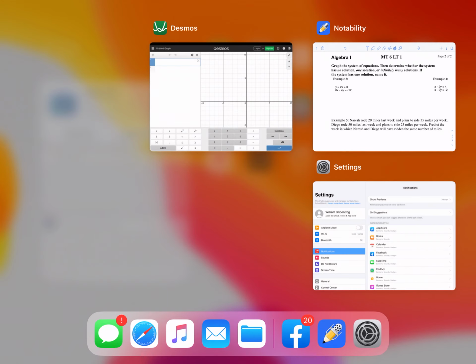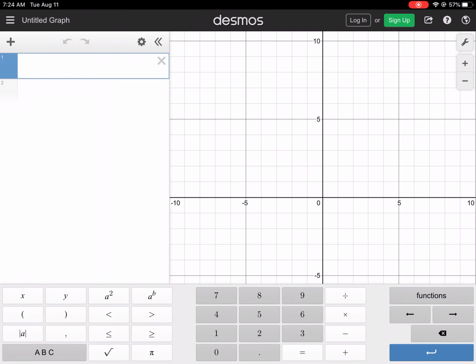So let's go into Desmos. And we'll type in y equals 2x plus 3. You should be able to graph this by hand. We're just using Desmos because it's quicker. It has a y-intercept of 3 and it has a slope of 2. The graph is going up.